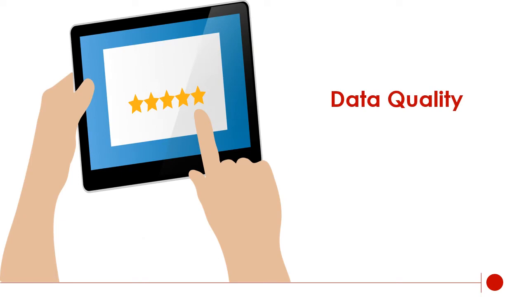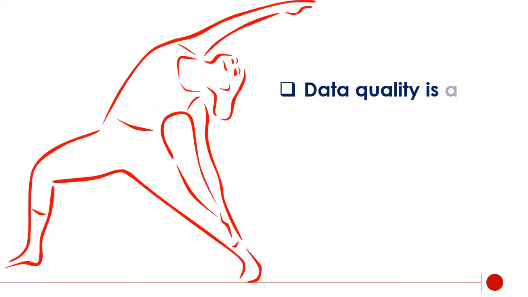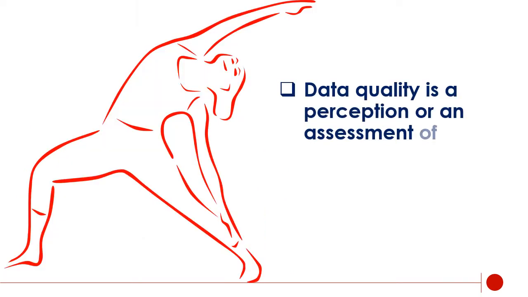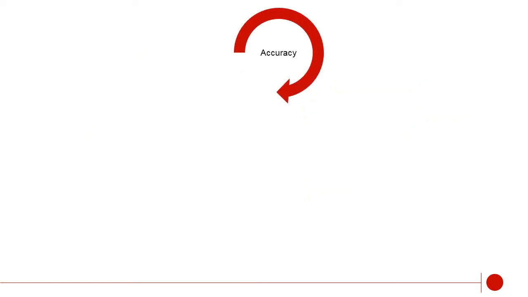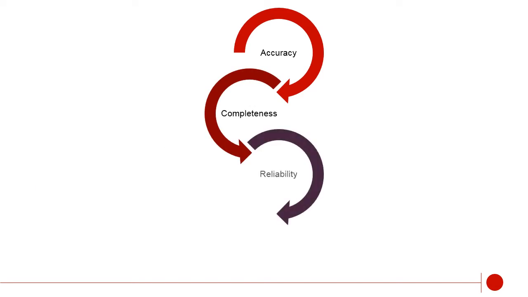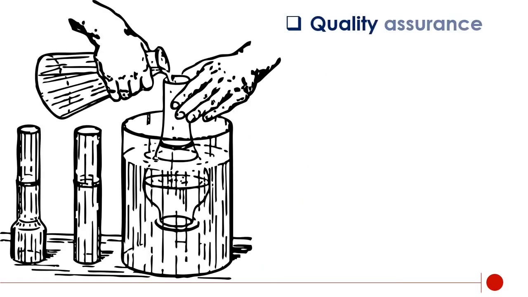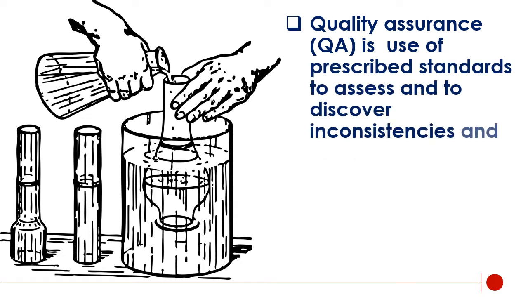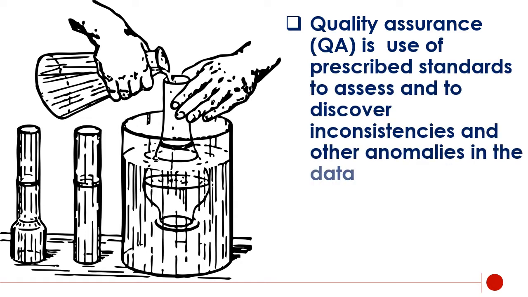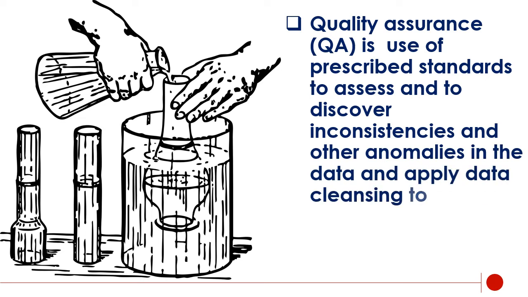Data quality. Data quality is a perception or an assessment of data's fitness to serve its purpose in a given context. The quality of data is determined by factors such as accuracy, completeness, reliability, relevance, and how up to date it is. Quality assurance, QA, is use of prescribed standards to assess and to discover inconsistencies and other anomalies in the data and apply data cleansing to deliver a final product.